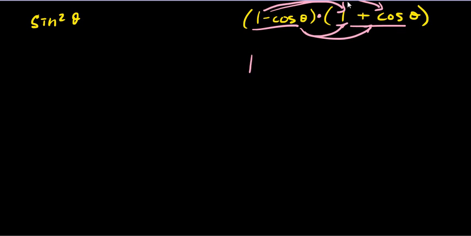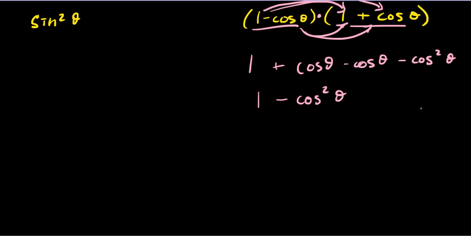Okay, so then you have 1 times 1, then you have plus cos theta minus cos theta, and then minus cos squared theta. You simplify that, that's 1 minus cos squared theta. Because this is part of an identity, you know that 1 minus cos squared theta actually equals sine squared theta due to Pythagoras' theorem, right?